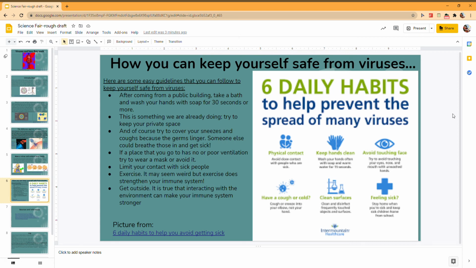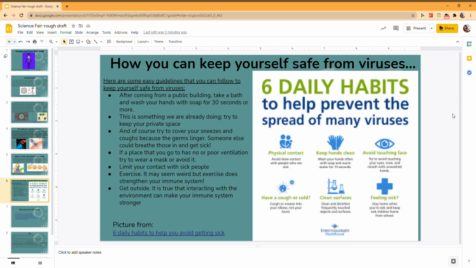How can you keep yourself safe from viruses? Here are some easy guidelines that you can follow. After coming from a public building, take a bath and wash your hands with soap and water for 30 seconds or more. The longer the better. This is something we're already doing in the current pandemic.